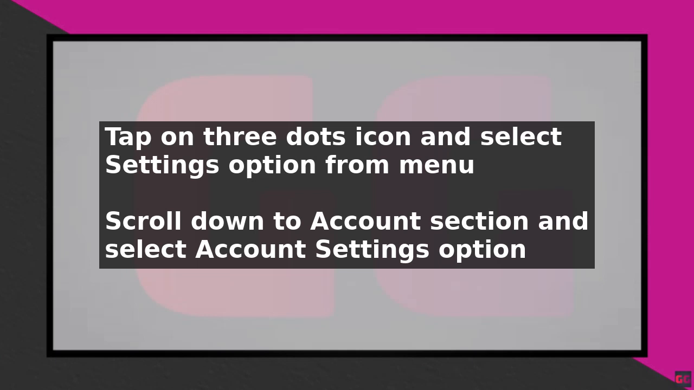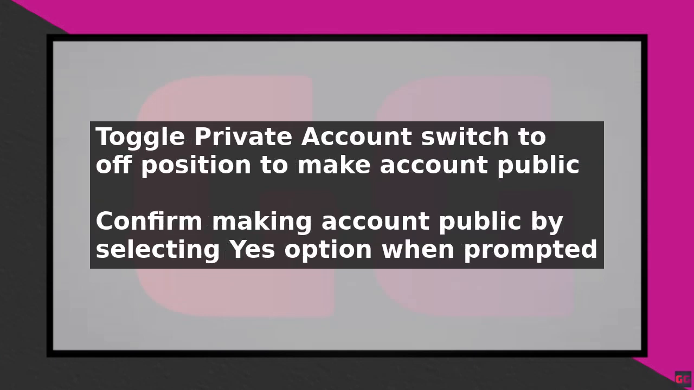In the Account Settings page, look for the Private Account option. This is usually located under the Account Privacy section. By default, your account may be set to private, which means that only approved followers can see your posts. To make your account public, toggle the private account switch to the off position. Confirm that you want to make your account public by selecting the Yes option when prompted.